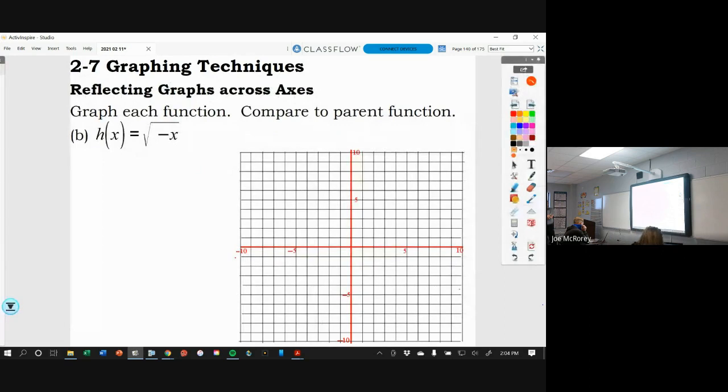Wait, now what happens? Oh, wait, it's going to go from left to right across the Y axis. What is the negative sign with? It's with the X. It's going to change the X value. So if I have an X value here, it's going to change that X value from a positive 10 to a negative 10. So this is reflecting across the Y axis.